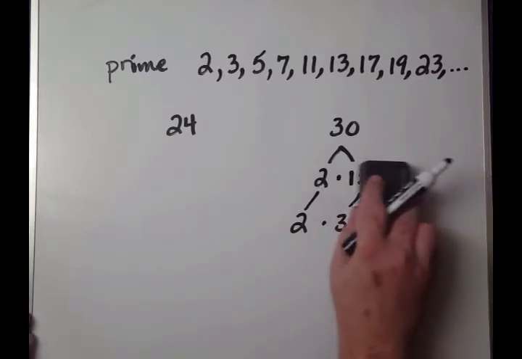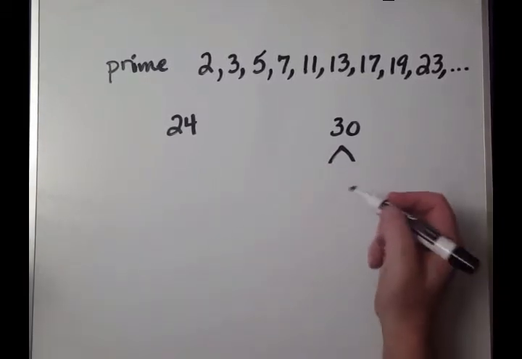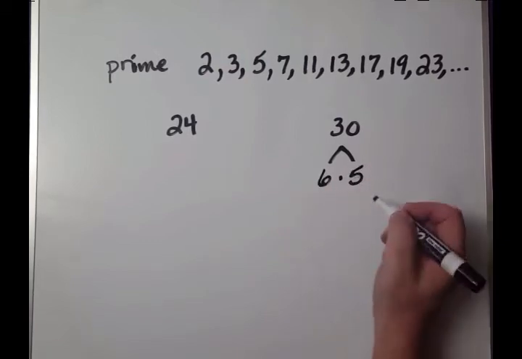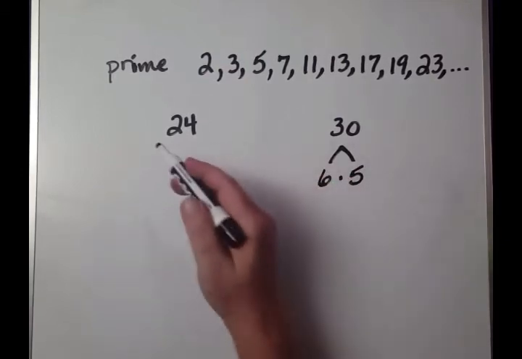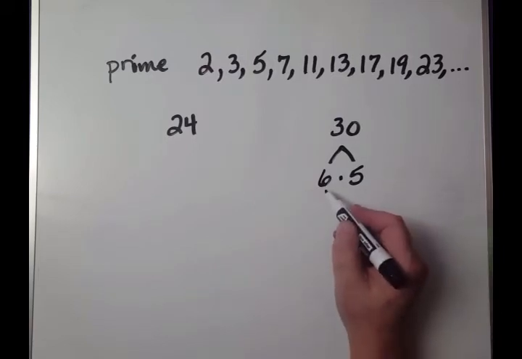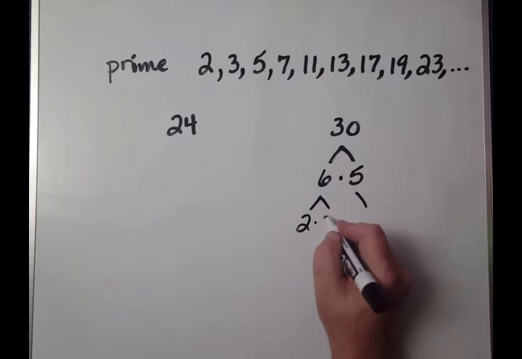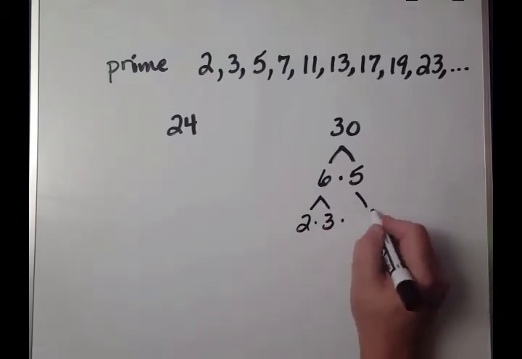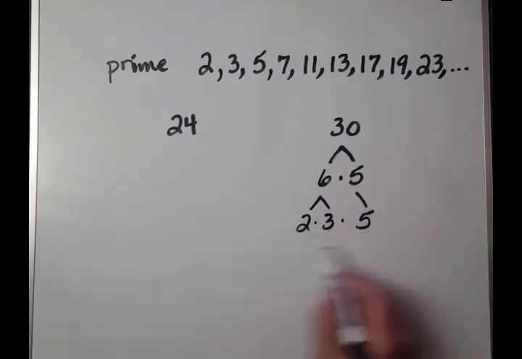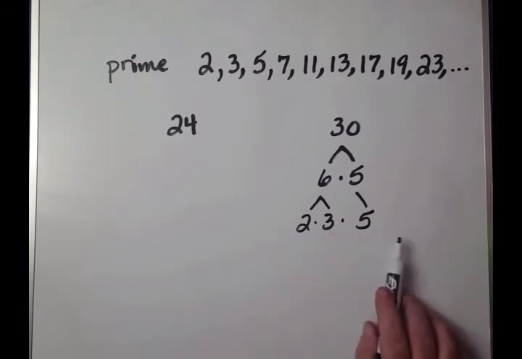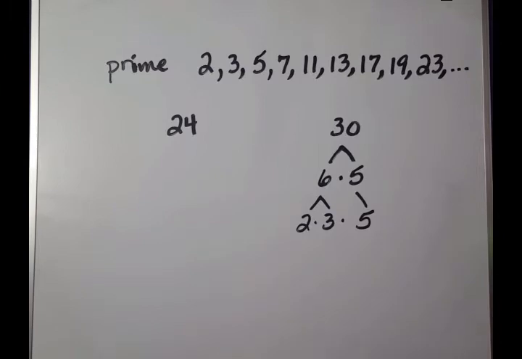And notice that it doesn't matter how I start. I could have started by saying, well, this is 6 times 5. Somebody may start with 2 times 15, somebody else may start with 6 times 5. But by the time we get this completely broken down, 6 is 2 times 3, 5 is already prime, we're all going to end up with that same answer. Maybe not in the same order. Somebody else might have 3 times 5 times 2. But we're all going to have that same list of numbers.